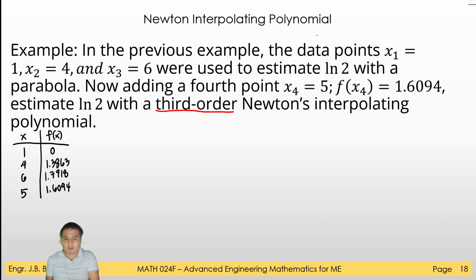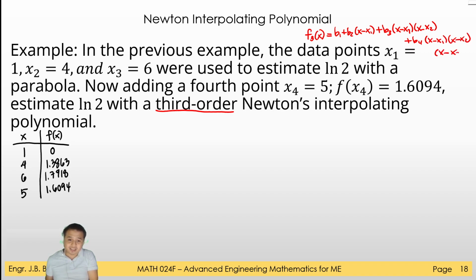If this is a third order, we have f3 of x, which is equal to p1 plus p2 times x minus x1, plus p3 times x minus x1, x minus x2, and then plus p4 times x minus x1, x minus x2, x minus x3. So you can see a pattern here. These are multiplied, guys, now.